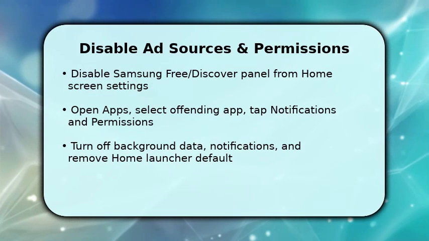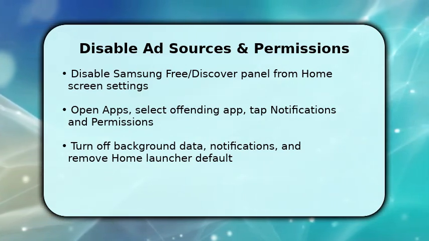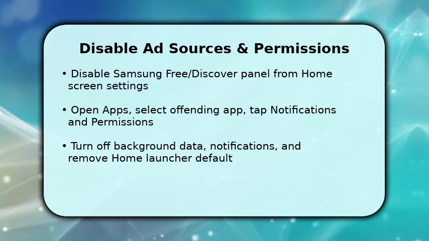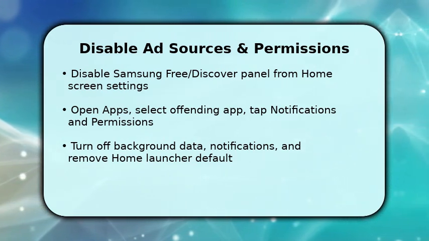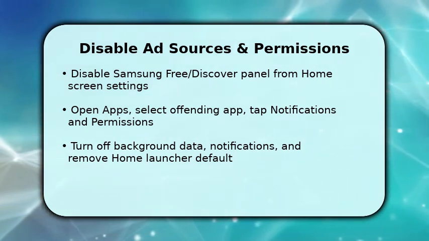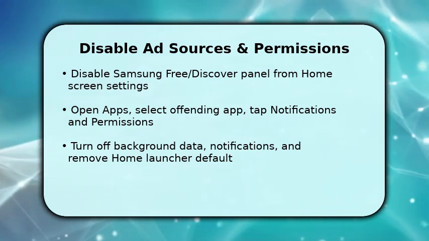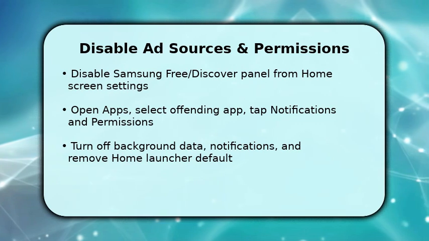First, long press the home screen, tap Home Screen Settings, and turn off Samsung Free or Discover. That kills feed ads. Next, open Settings, Apps, and find apps pushing ads, often Samsung Members or third parties. Tap Notifications and Permissions, then disable promotional notifications and unnecessary permissions.